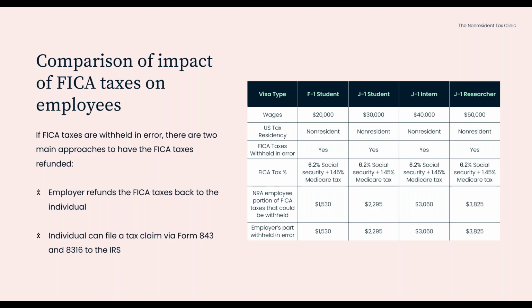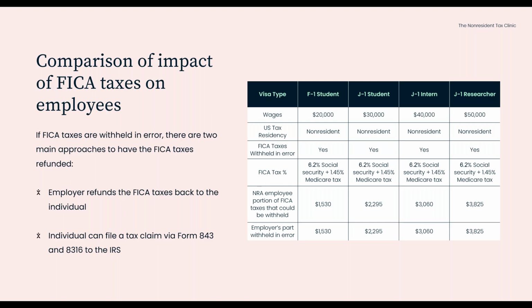The next slide gives a comparison of the impact of FICA taxes on employees. You will see where FICA is withheld in error, you could end up having a significant amount of money withheld from your paycheck that didn't need to be withheld. In the example here, you can see that the person earning $20,000 could have $1,530 of FICA withheld, and the person earning $40,000 could have $3,060 of FICA withheld. All of this is withheld in error if you were exempt. So it is worth ensuring that you're taxed correctly from the beginning.